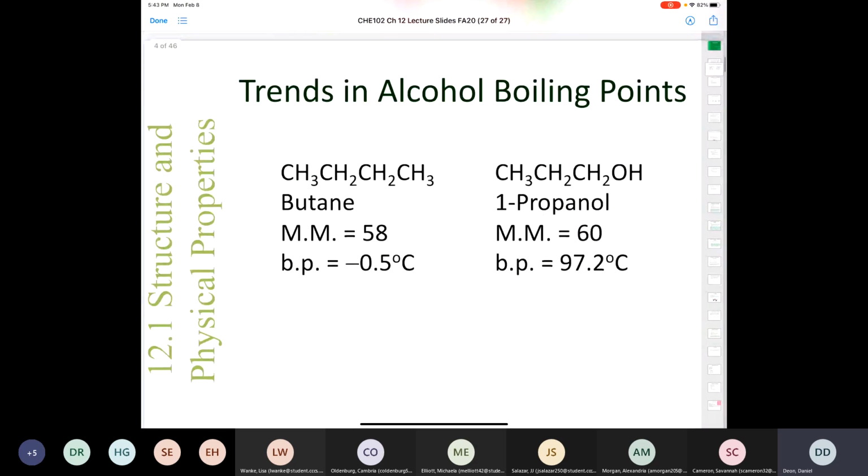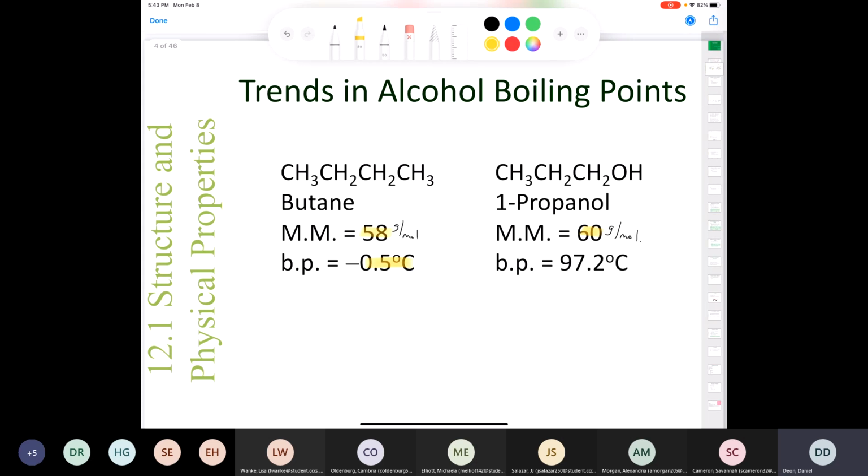Well, here's a perfect example. If we compare these two molecules, butane and 1-propanol, if you look at their molar masses in grams per mole, they're actually not that different, 58 and 60 grams per mole, right? That would be the units here, grams per mole. So the molar mass, again, very similar. But if we look at the boiling points, we see a huge, huge difference, right?